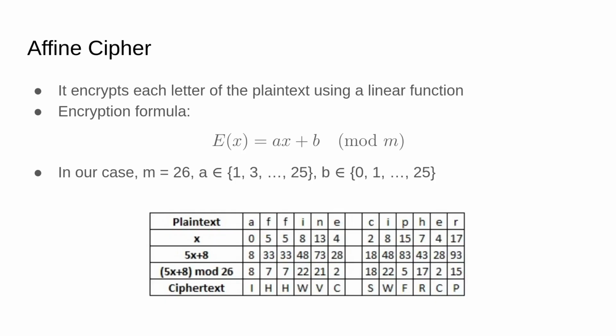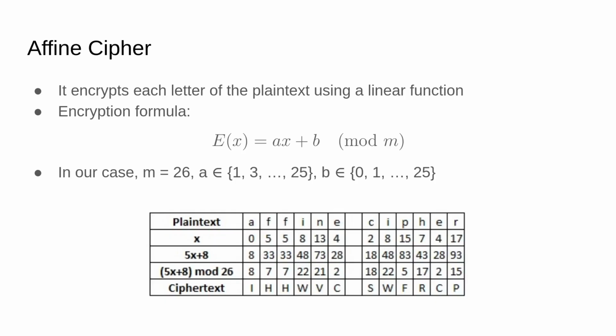So here the value of a can only be chosen from the odd numbers between 1 and 25. This is because a must be relatively prime to 26. If you've taken some kind of number theory 101 course, you know that a needs to be co-prime with 26. So a can only be chosen from odd numbers between 1 and 25. The value b, on the other hand, can be any number from 0 to 25, again because these values work under modulus 26.